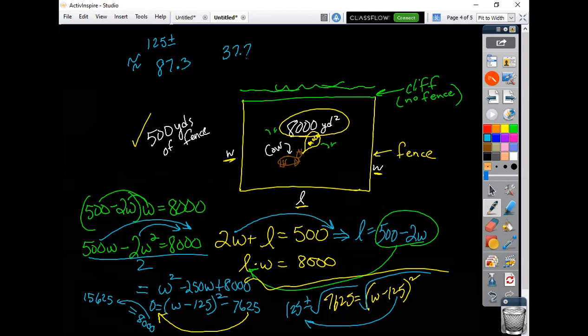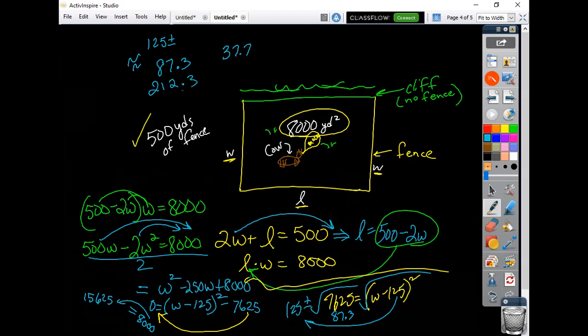And if I take 125 plus that, the 37.7-ish number. No, that's not what that is. The 87.3. This is 87.3-ish. So 125 plus the 87 gives me somewhere around 212.3.